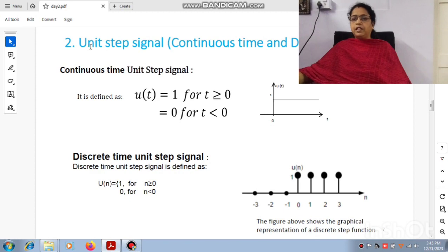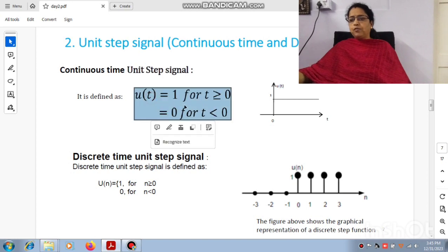Coming to the next variety, that is the unit step signal. The definition is given here, and this is the graphical representation. It is denoted by u of t. So u of t is equal to 1 when t is greater than or equal to 0, and equal to 0 when t is less than 0.